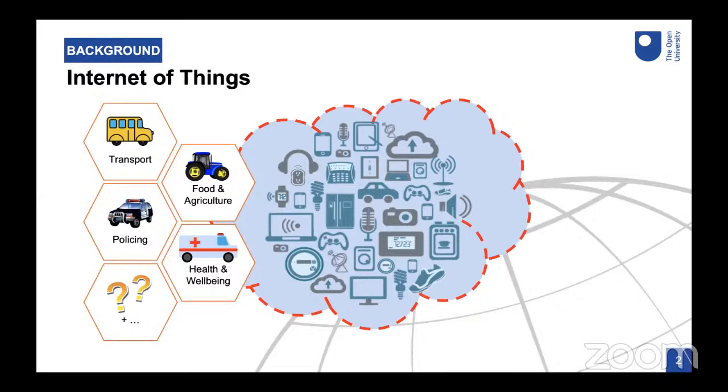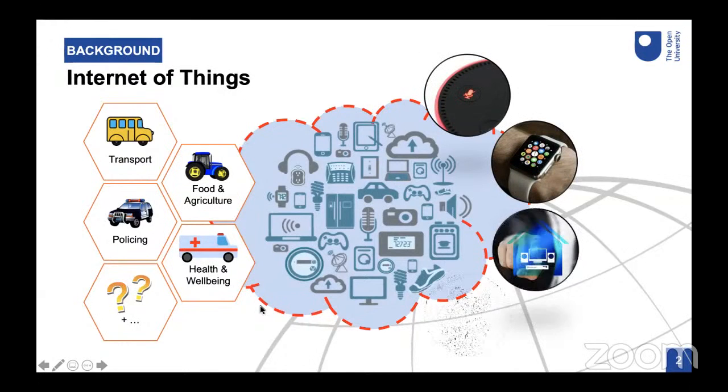In other areas of society, we see increasing use of Internet of Things technologies, like in policing and in managing our health and well-being. This list is not exhaustive; there are many other areas that are applicable as well. A very common form these technologies take in our daily lives are things like smart speakers, smart watches, smart TVs, and internet-connected audio devices like Bluetooth headphones. These are really prevalent now in our society and are widely used by many people.